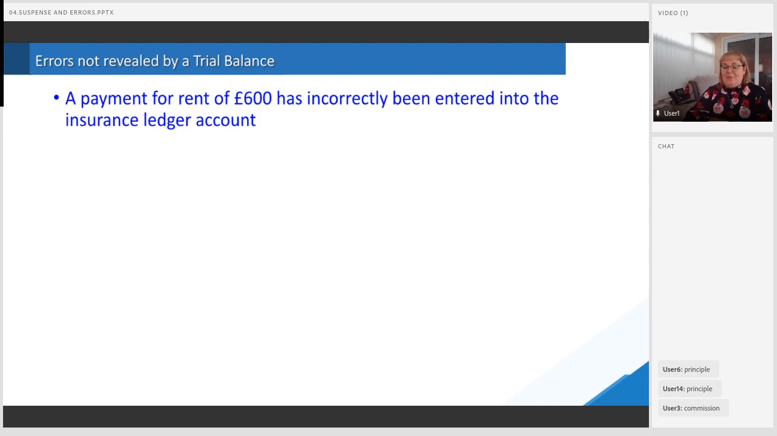It is an error of commission because I've used the right type of account, because both rent and insurance are expenses. I've just used the wrong one. What this problem means is I haven't got a problem with my debits and credits. My trial balance will still work. But the balance in my rent account and insurance account won't be right. We've got to correct that.